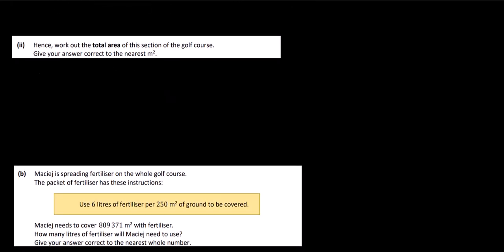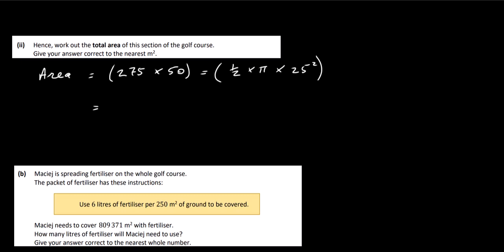So let's see, the area then is equal to the length times the width, so that's 275 meters times 50 meters, and then the area of the semicircle is half pi r squared, so it's half times pi times the radius, which was 25, which we've got to square. So you can do all that on your calculator. You get 14731.7477, and that's square meters.